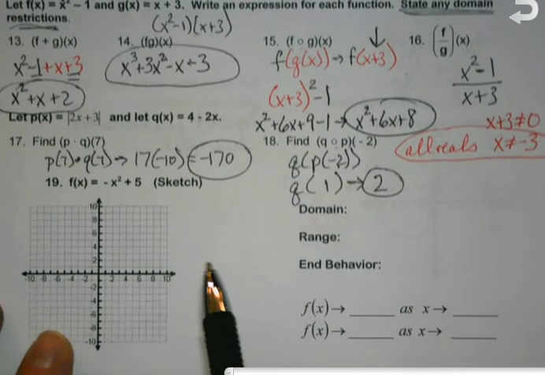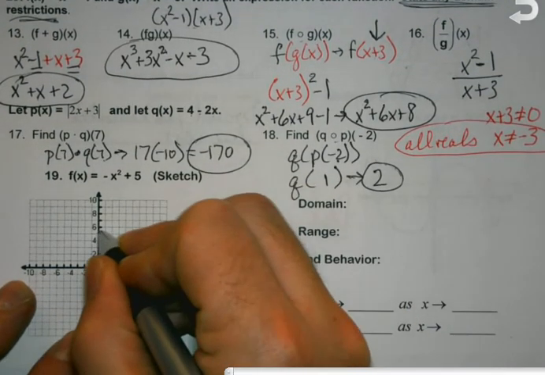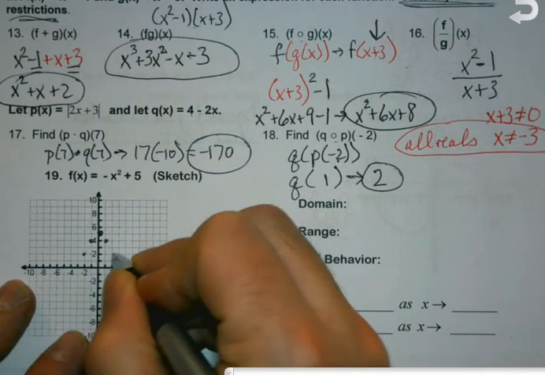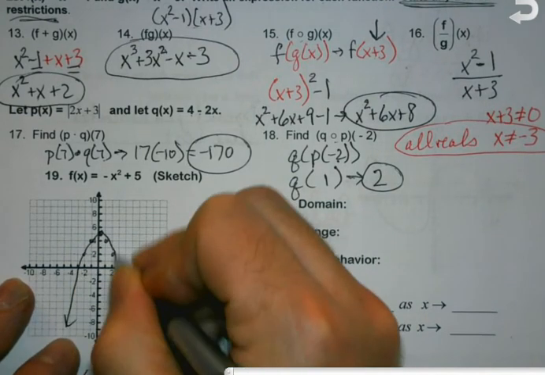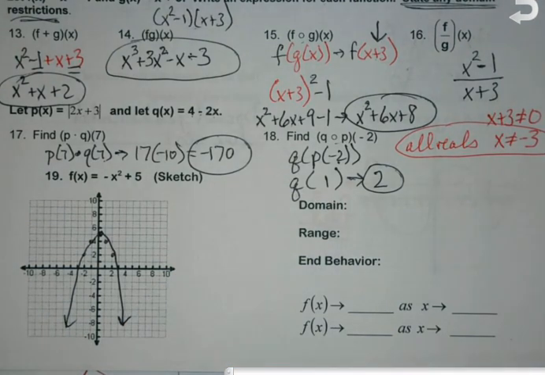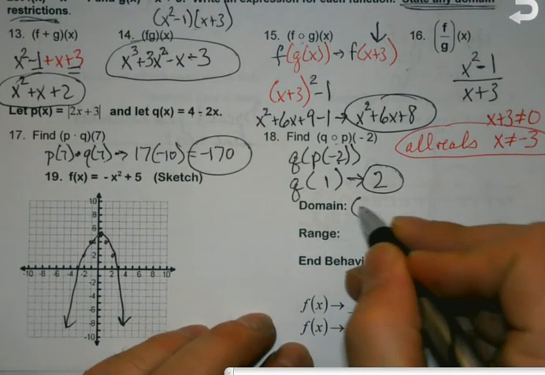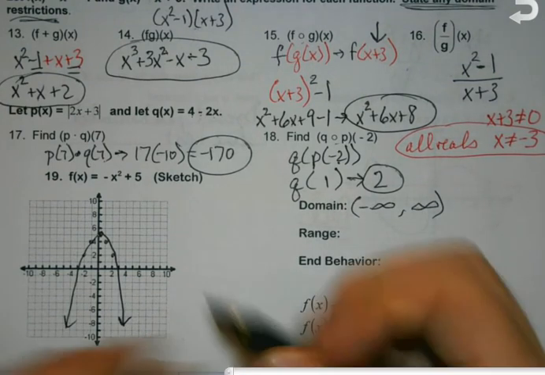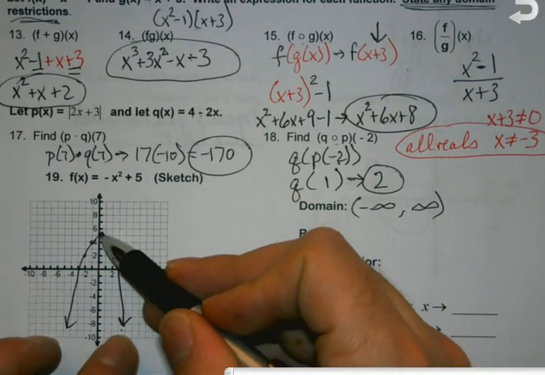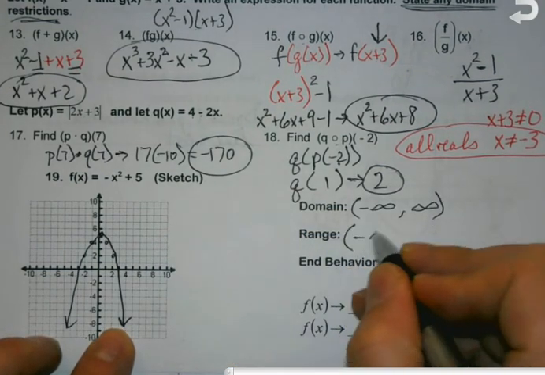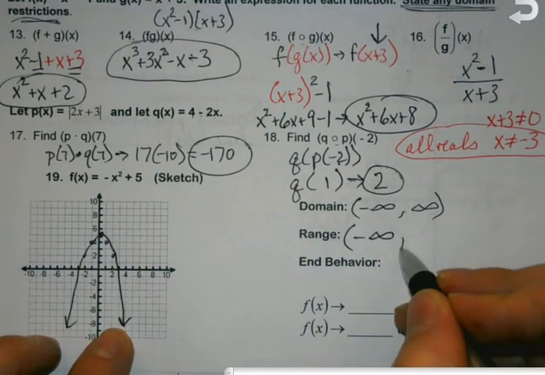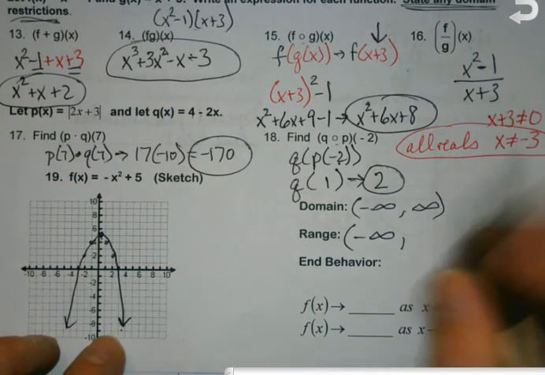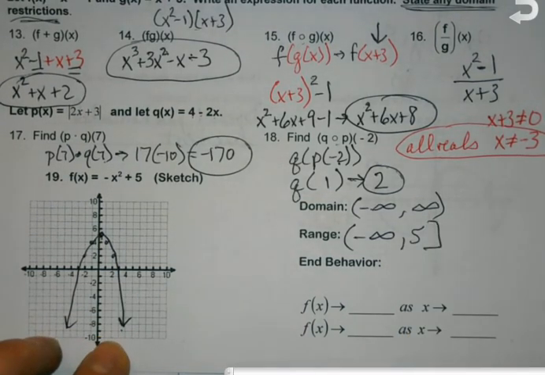Sketch. Use the calculator. Type that in. It'll give you some points where you can sketch a quick graph of it. Domain never changes, just like it never has. My range, bottom to top: if the arrows are going down, that's forever into negative infinity. But where's my top point? At 5. So it has a restriction.